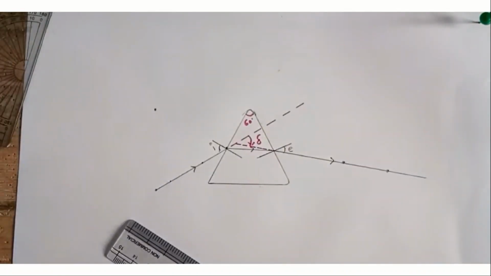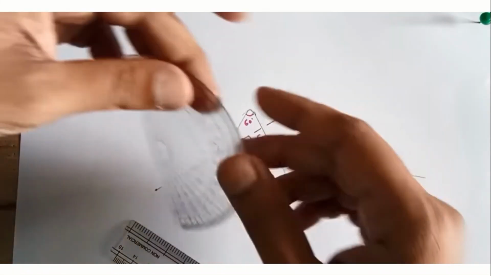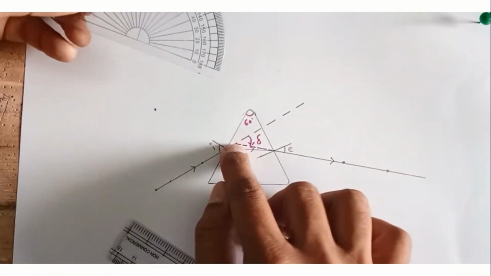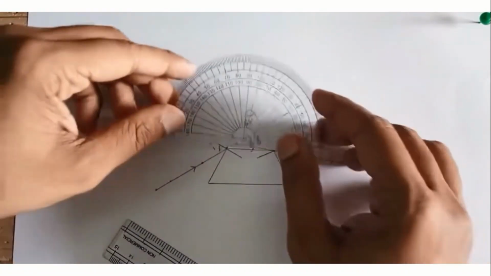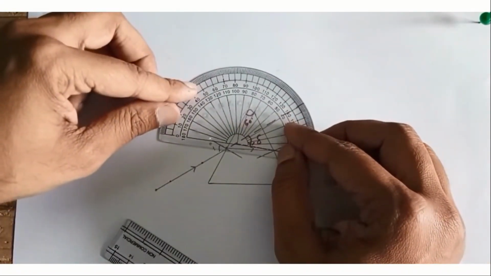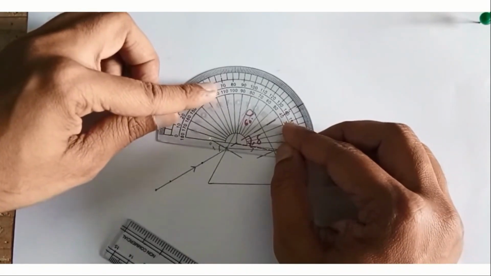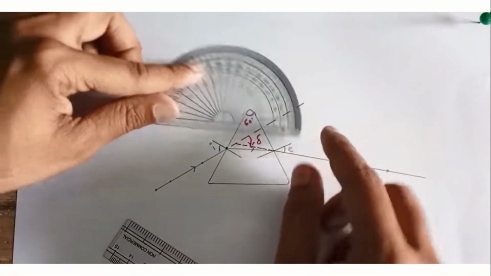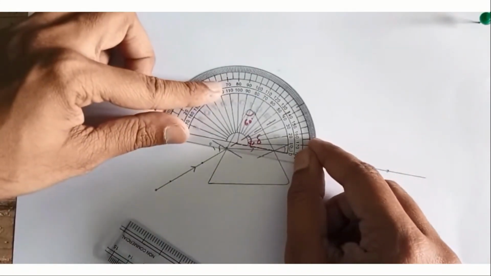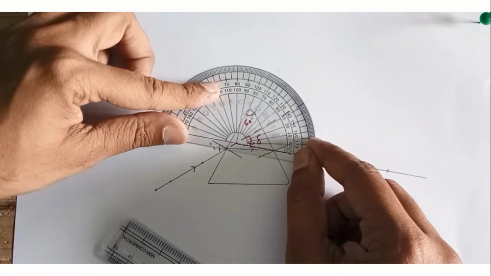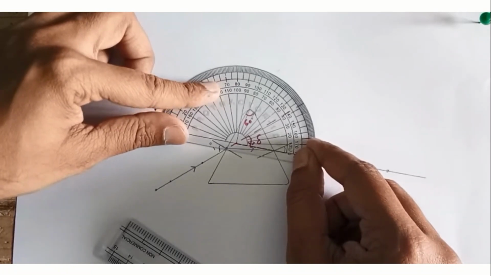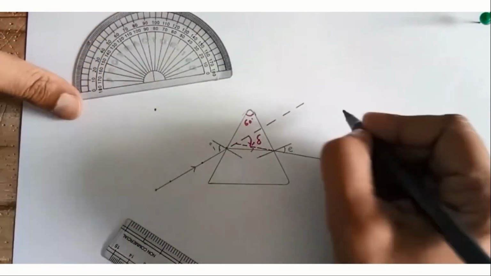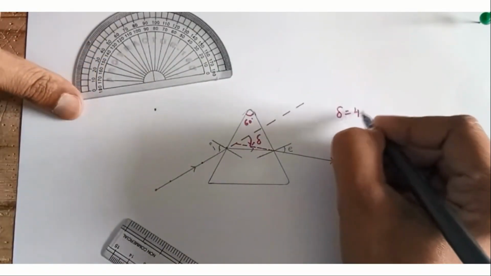The deviation formed when angle of incidence and angle of emergence takes place, which you have to measure by using a protractor scale. Exactly at the center, we have to place the center of the protractor, and the 180-degree line should be on the angle of emergence extended line, so that we will get the angle of deviation. So it is around 42 degree exact. Angle of deviation is 42 degree.